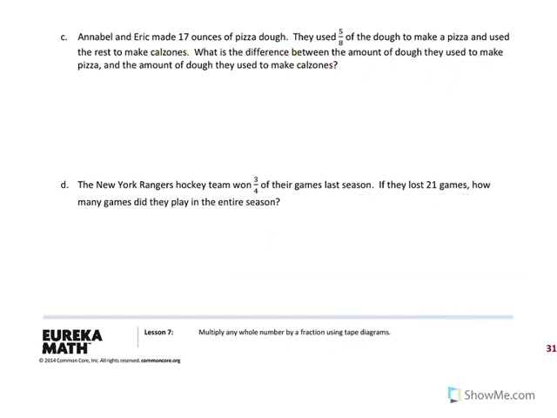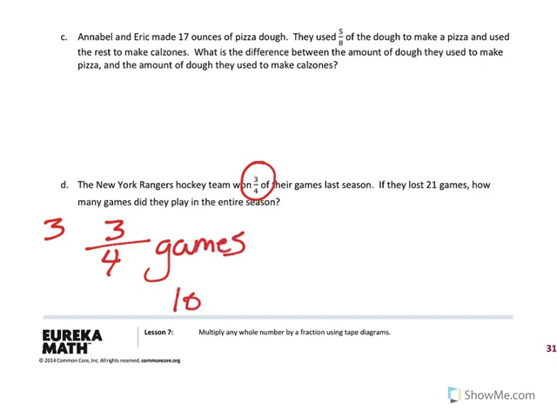Okay, let's go ahead and look at D. The New York Rangers hockey team won 3/4 of their games last season. If they lost 21 games, how many games did they play the entire season? So they lost 21 games. So we have 3/4. Okay, they won 3/4 of their games. These are how many games they won. They lost 21 games.